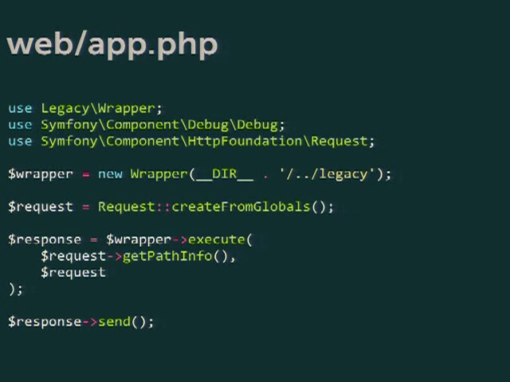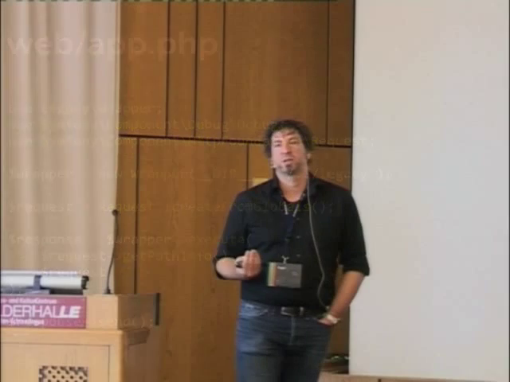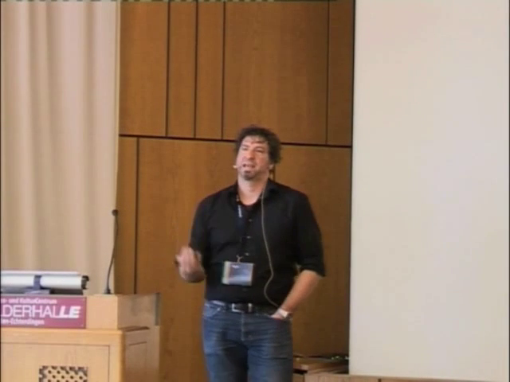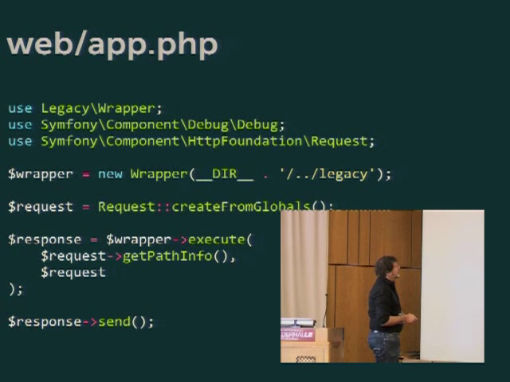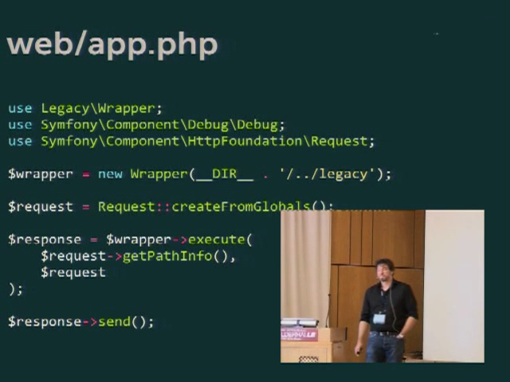You create a request from globals. In this case, you can create a request manually. That will be useful later on for functional tests. But right now, we create it from globals. And we execute our wrapper, which will return a response, and then call response send. And at that point, we have a single front controller that we can integrate into functional tests, for example.